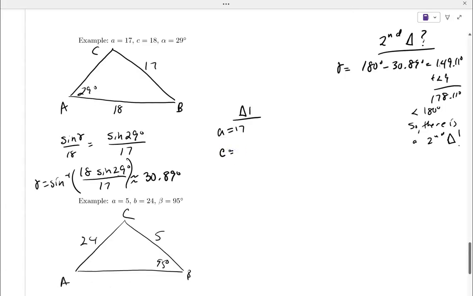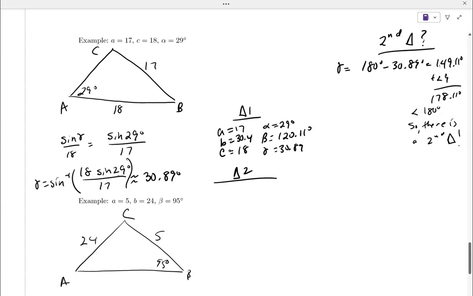A is 17. We have C is 18. We have alpha is 29. We calculated gamma to be 30.89. We need to figure out B and beta. What did you get for those values? 30.4 for B? Okay. And for beta? 120.11. Is that what everybody got? Awesome.